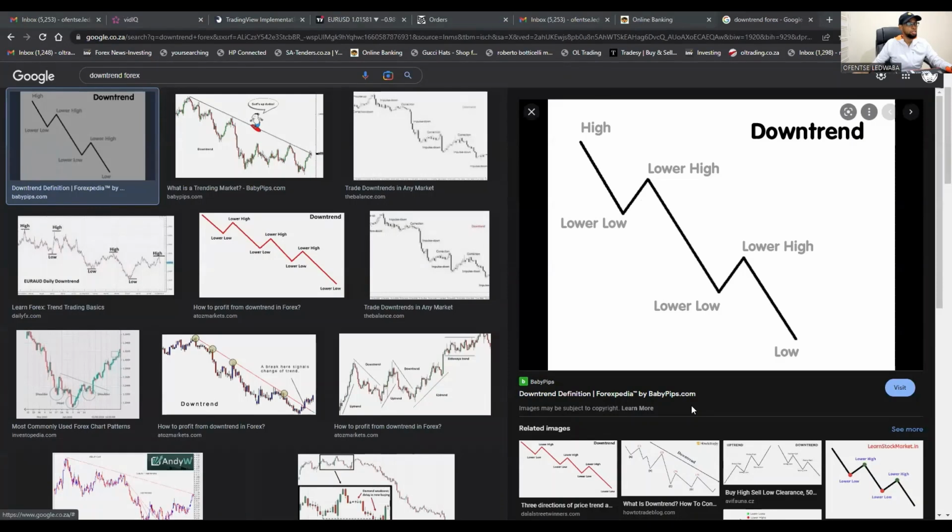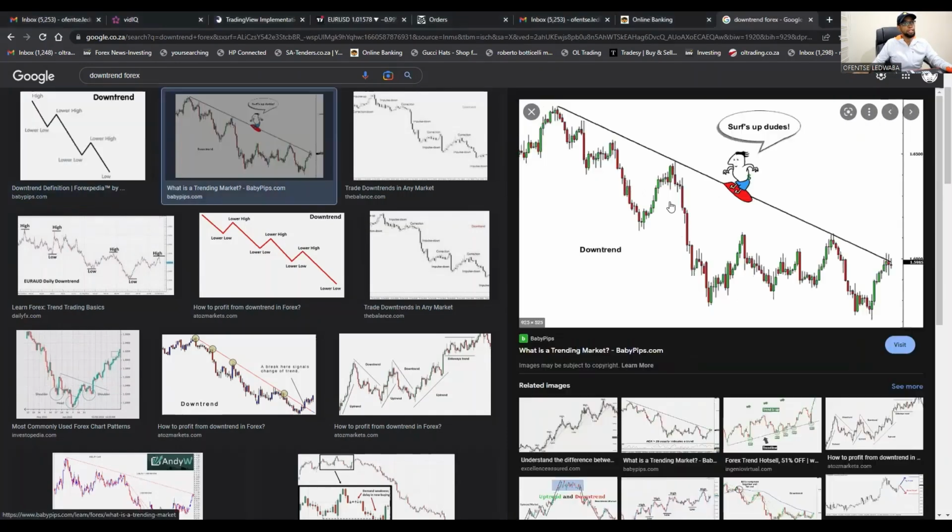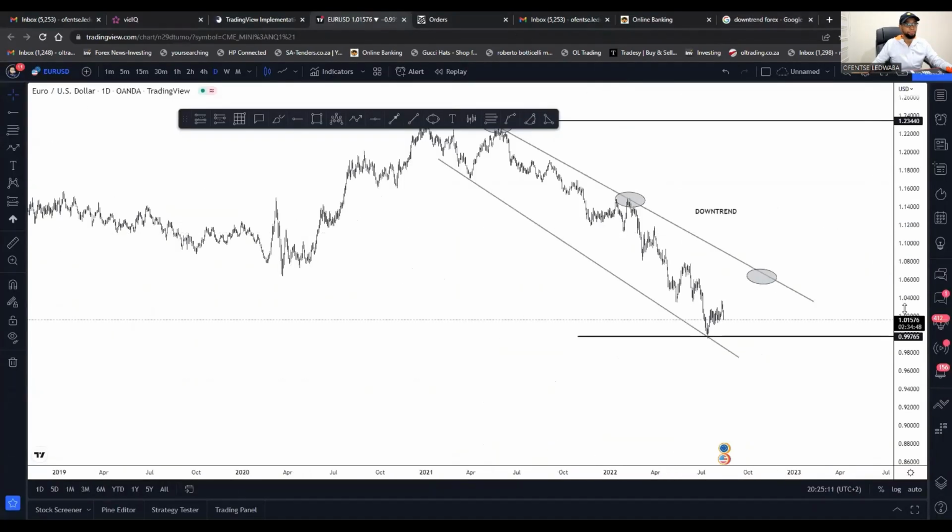Okay. Can you see this downtrend? You have your high, your lower low, your lower high, your lower low, your lower. So it's like this. So in a chart, it will be something like this downtrend. So you can see this is similar to what we are having here.